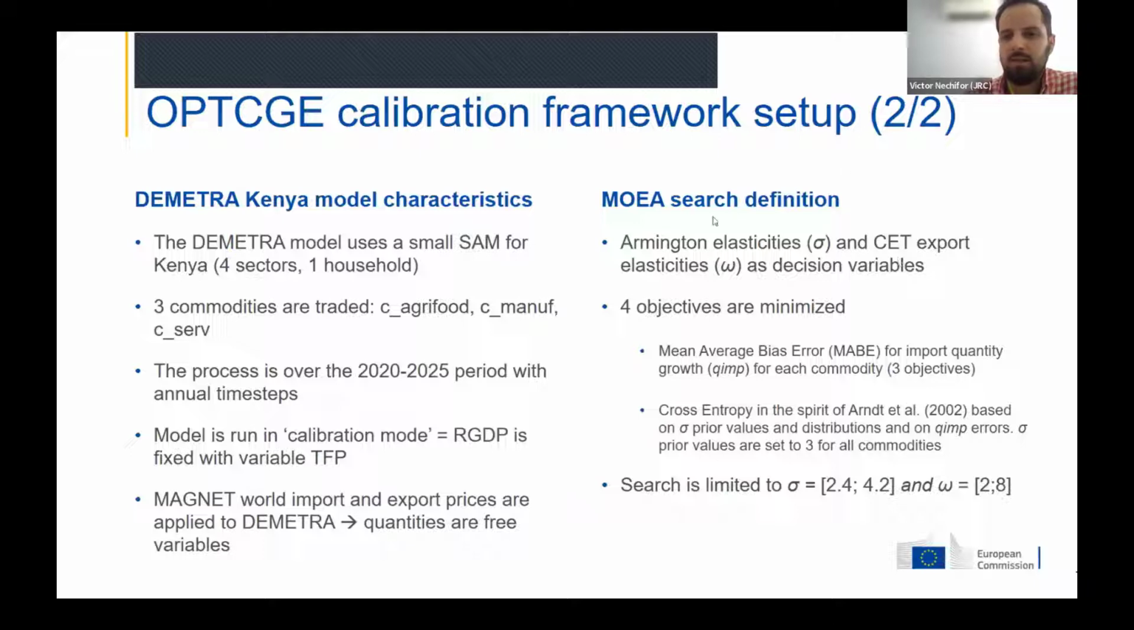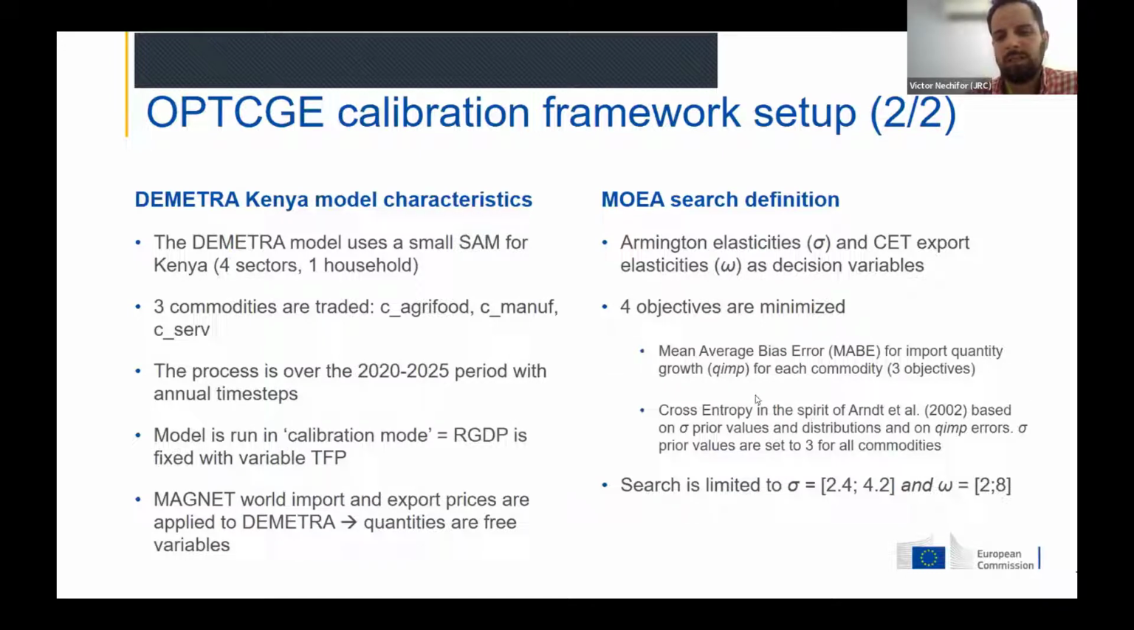So the MOA search definition would be: we have these elasticities that the MOA will vary. So we have Armington elasticities and CET, the export elasticity specific for a single country model. And then for different objectives that are minimized, the mean average bias for the individual import quantity growth. So these are three objectives since we have three commodities.